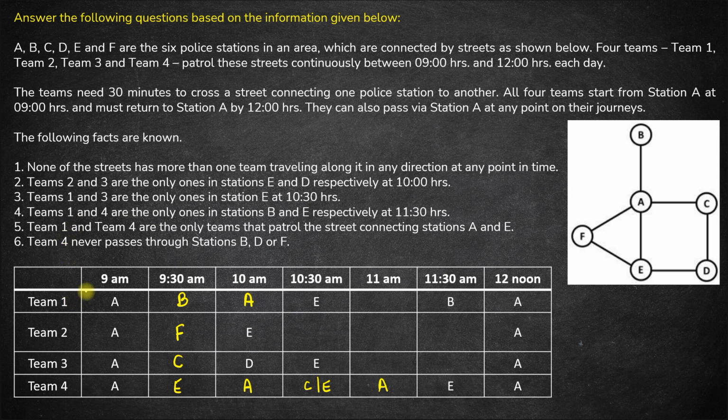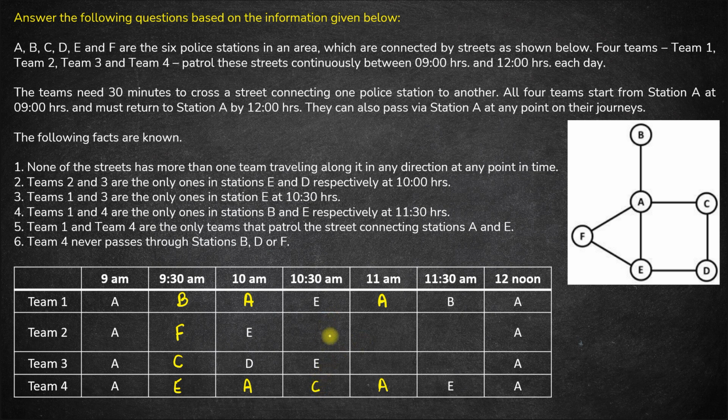Now look at team 1. Team 1 goes from A to B, then to A, then E, and from E it has to go to B via just one station. How is that possible? That's possible only when it goes through A. So from 10:30 to 11, team 1 is patrolling between A and E. So team 4 cannot patrol between A and E then, so this cannot be E, this must be C.